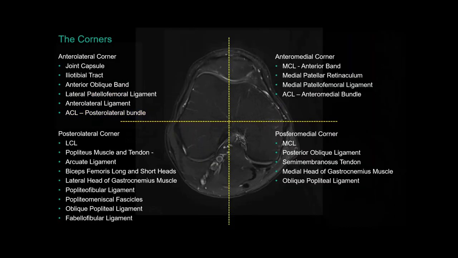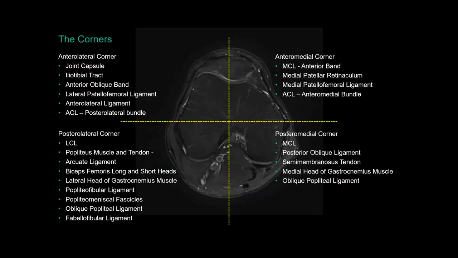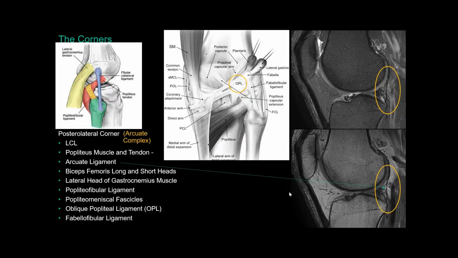Next will be the posterior lateral corner, also called the arcuate complex in some of the literature. This is a rather busy area. You have the lateral collateral ligament, you have the popliteus muscle and tendon, you have the arcuate ligament at the back, which is more or less a focal thickening of the posterior joint capsule. And most times you don't see it unless it's disrupted or injured. You also have contributions from the long and short head of the biceps femoris, the lateral head of the gastrocnemius muscle, as well as the popliteofibular ligament, the popliteomeniscal fascicles, and the oblique popliteal ligament.